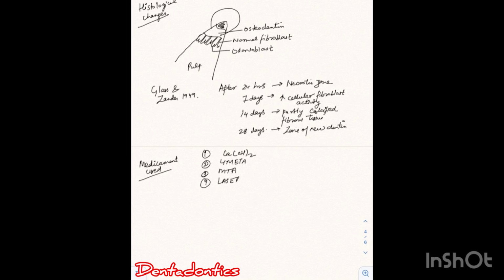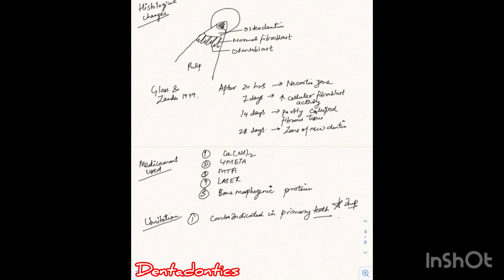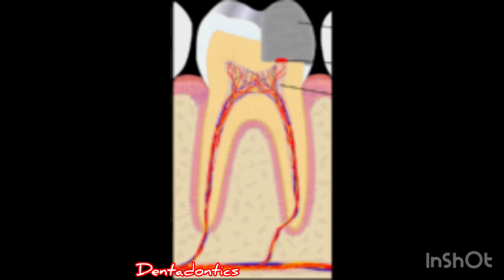Now coming to the various medicaments used. This we will discuss in a separate seminar. Calcium hydroxide can be used, 4-META can be used, MTA, mineral trioxide aggregate, laser, and bone morphogenetic protein can be used. It is contraindicated in primary teeth because of high cellular content, abundant blood supply, faster inflammatory response, and poor localization of infection.